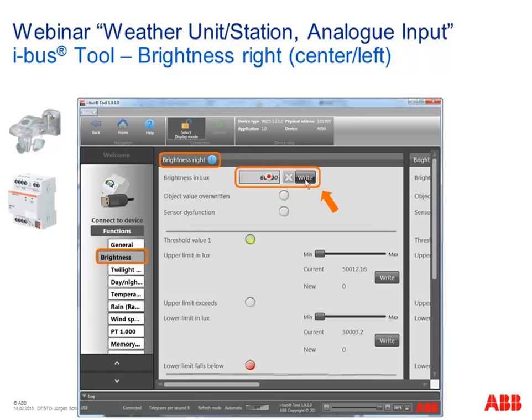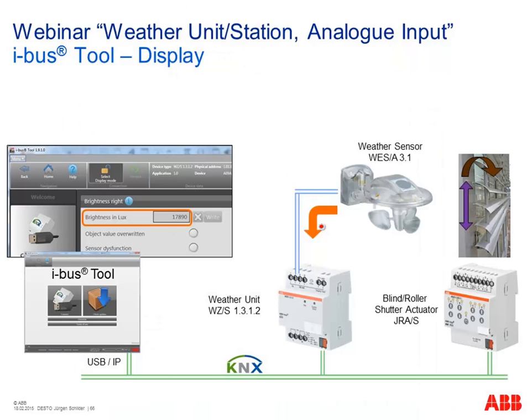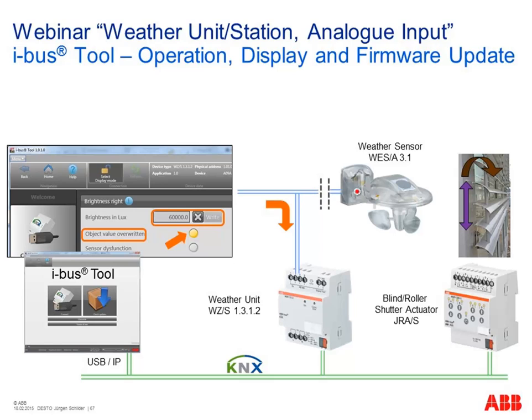So we can write here a value, so we now enter here a value, for example 60,000 lux, and confirm by pressing here the right button. And then we send a telegram to the weather unit which simulates our weather sensor outside. So normally the weather unit is listening to the sensor, to our brightness sensor right, but now when we write here a value, when we enter here value and confirm, then we disconnect internally the communication to our brightness sensor, and via the IBUS tool we send this new value 60,000 for example here to our weather unit. So the weather unit believes outside this information comes from the weather sensor.